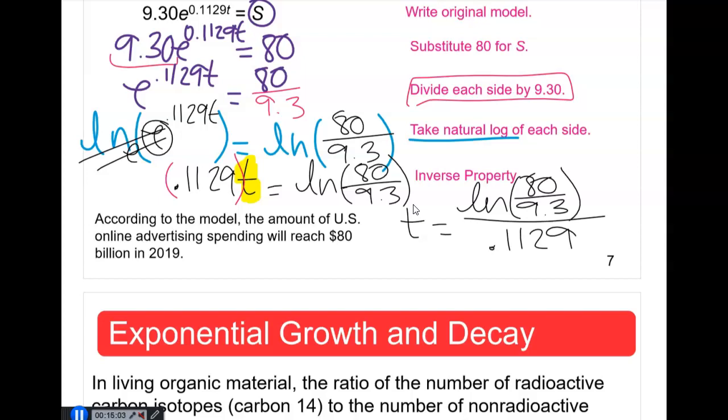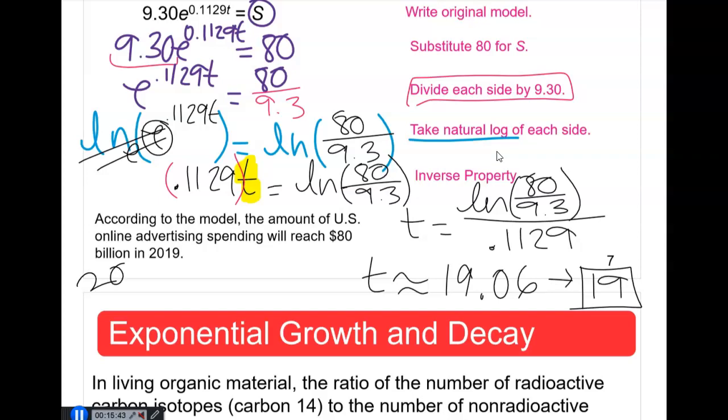So if we enter all of that on our calculator, let's see, okay, so I am getting an approximation of 19.06. So if we had to round to the nearest year or whole number, we could round this to 19, right?